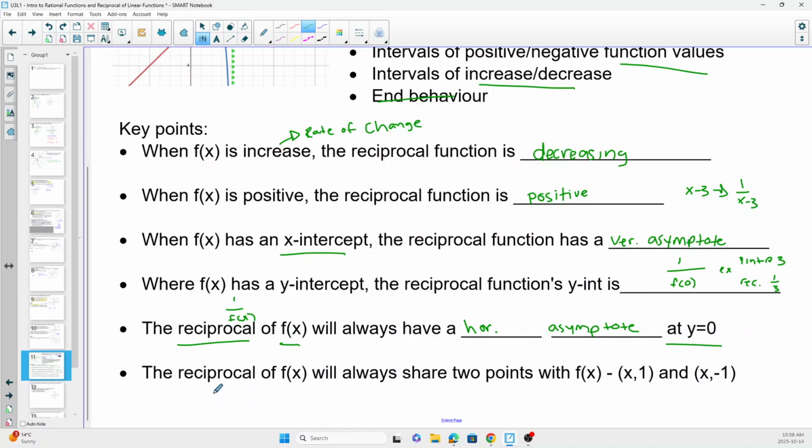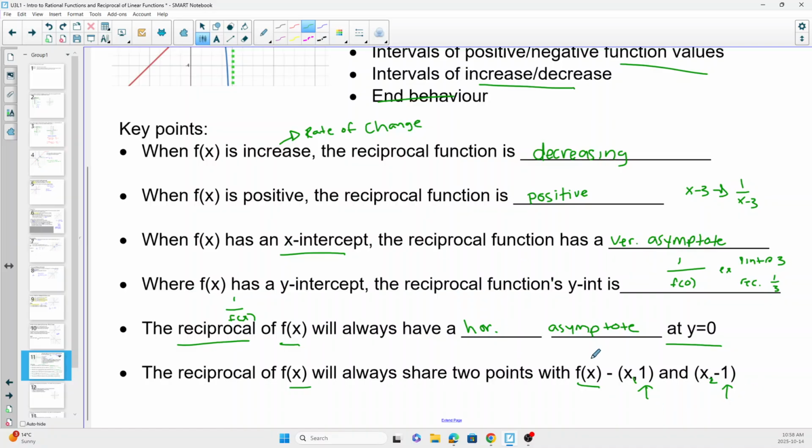And the last point here, the reciprocal of a function will always share 2 points with the original function, and those 2 points will be anywhere or whenever the original function had a function value of 1 or negative 1, and at those same corresponding x values too, same x1, x2.